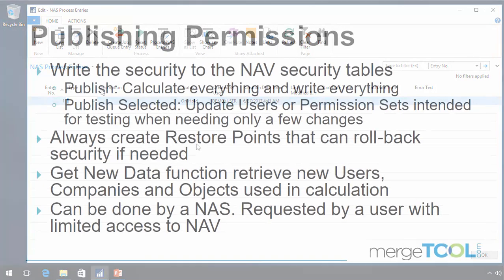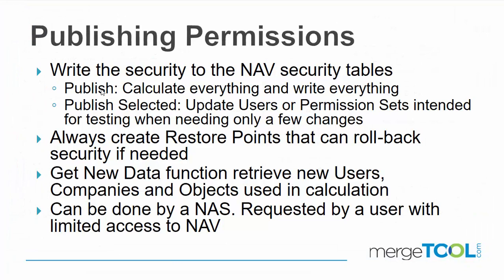So the writing of the security to the normal NAV security tables is done with the publish function. And there are these two options to do everything. That should be the normal way, and then you can use the publish selected if you want to test one thing before doing all of them. As you saw, we create the restore points, and it would also allow us to do a lot of rollback, and the get new data function ends up retrieving all the things into our application, and in that way we are able to publish it.